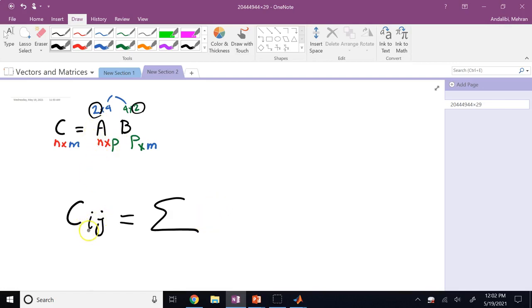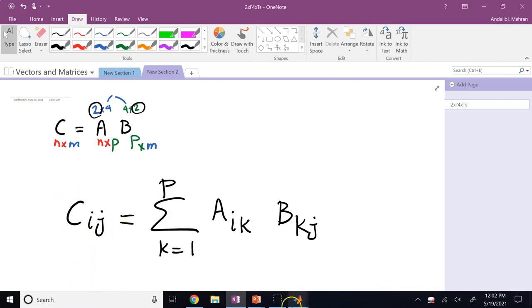You multiply row I of matrix A by column J of matrix B, and the summation, K goes from 1 to P. So basically, you are doing a dot product between the ith row of matrix A and the jth column of matrix B. You do a dot product, or you multiply entries, then add all these products together, and that is going to be your entry I, J of matrix C.